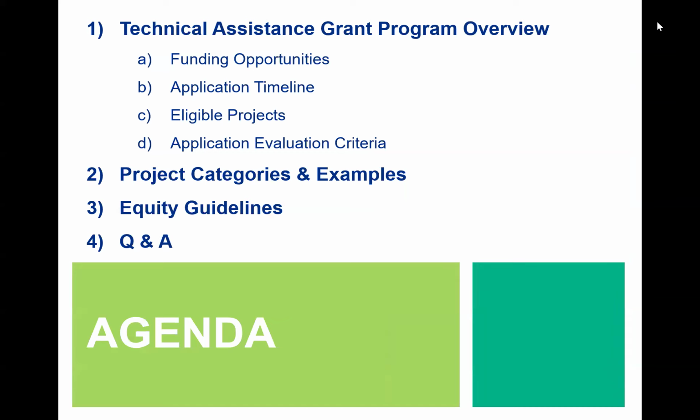Okay, first of all, this is our agenda today. First of all, we're going to give you an overview of the Technical Assistance Grant Program, the funding opportunities, our application timeline, the eligible projects, and the criteria with which we will evaluate applications we receive. I should note that the legislature provides us with a certain amount of funds, and we inevitably get many more applications than we have funds for. So we do have to have evaluation criteria to select which projects we'll be able to fund and which, unfortunately, we won't be able to.